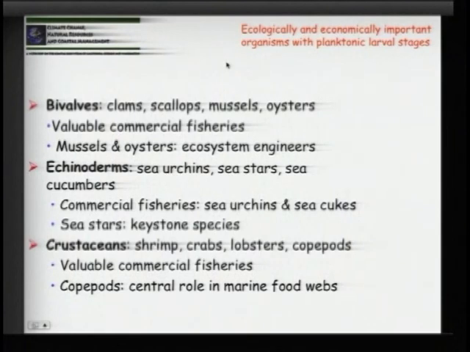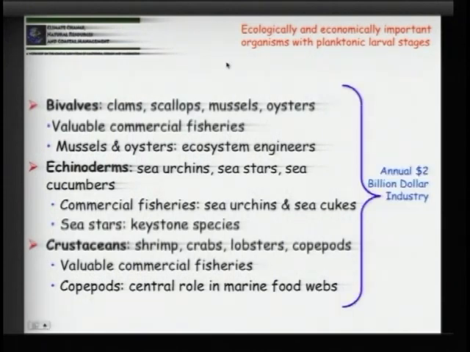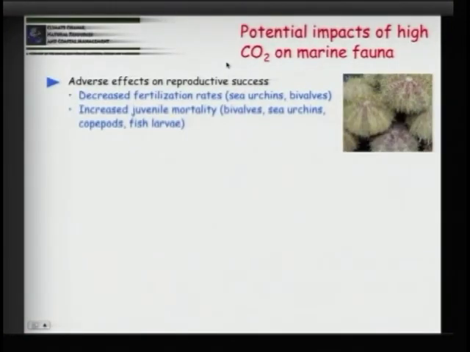When you think of just calcifying organisms themselves, such as bivalves, clams, scallops, mussels, echinoderms, we're talking about, within the United States, a $2 billion a year industry. In fact, the shellfish industry within the United States is half the entire fishing industry within the United States. So this is an important issue.